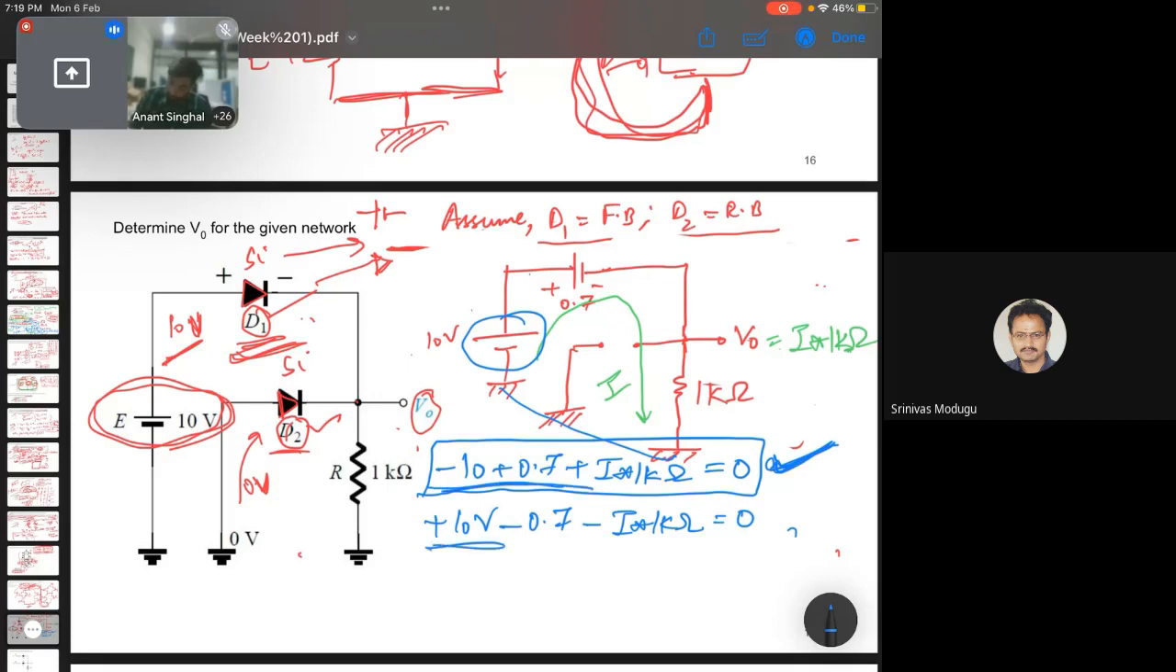So if I try to solve it, it is minus 9.3 plus I into 1 kilo ohm. So now this I is 9.3 upon 1 kilo ohm. It will give a current of 9.3 milliampere. Is there any doubt here?